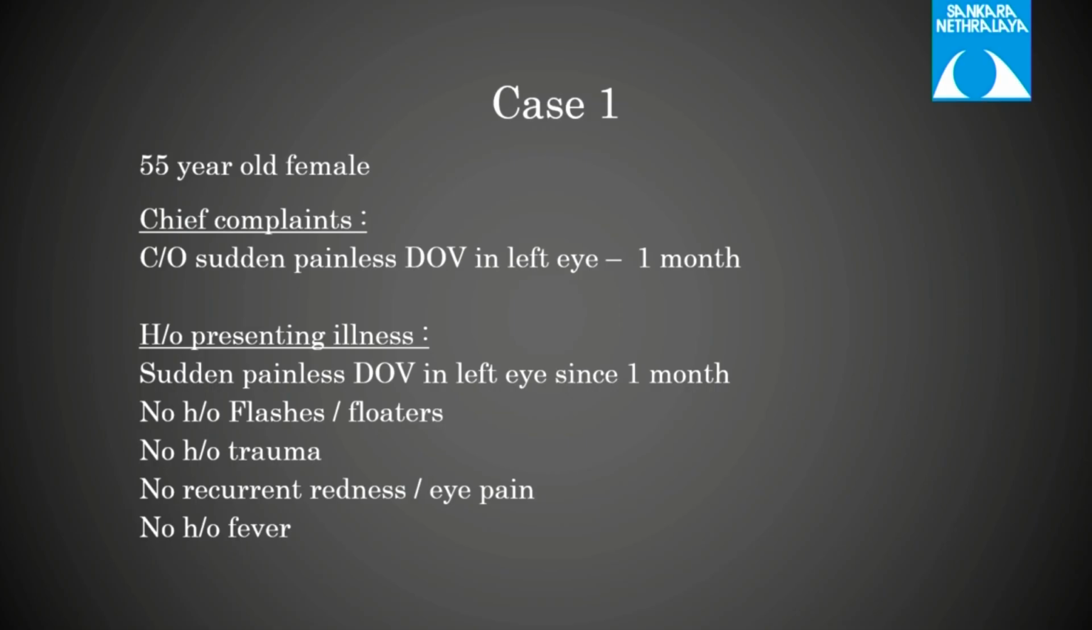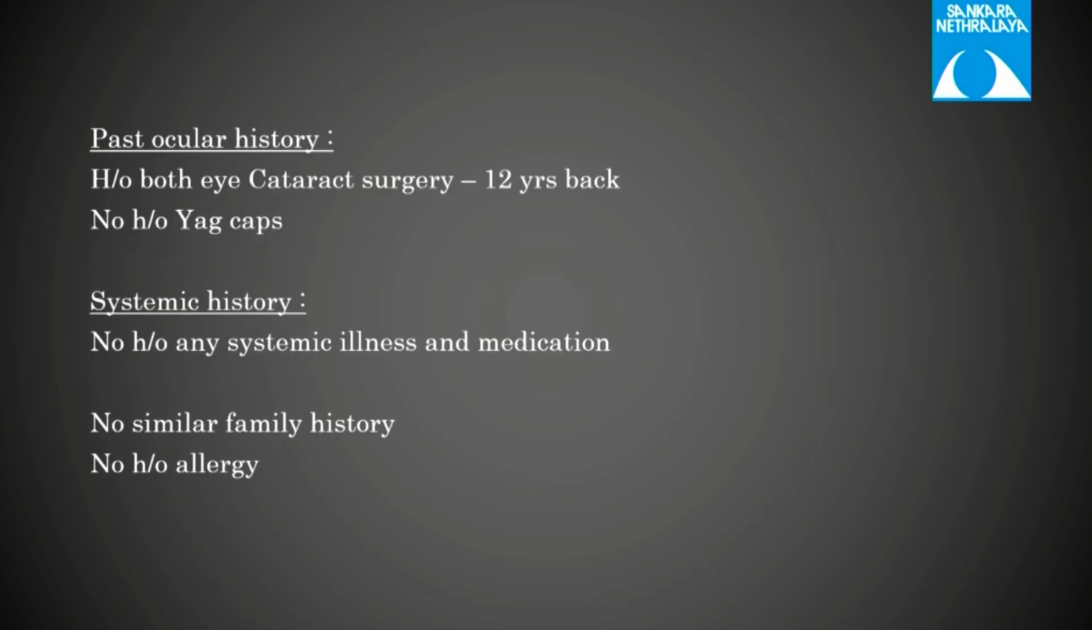Now case discussion. Case 1. A 55-year-old female came with complaints of sudden onset painless diminution of vision in the left eye for the past 1 month. She had no history of flashes, floaters, trauma, recurrent redness or eye pain, and no history of fever. Past ocular history: both eye cataract surgery done 12 years back, no history of any capsulotomy done.